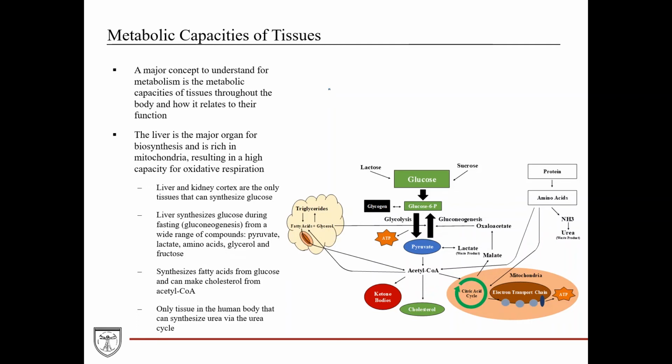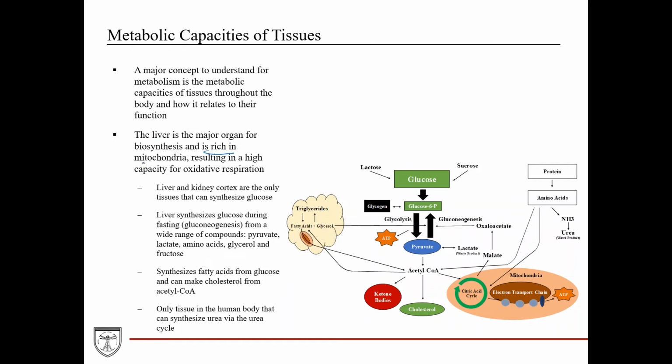And it's really important to understand how the metabolic capacity of certain tissues relates to their function and their role in metabolism, and then also in general physiology as well. So the liver is a major organ for biosynthesis. The liver could perhaps be the most important organ for metabolism.